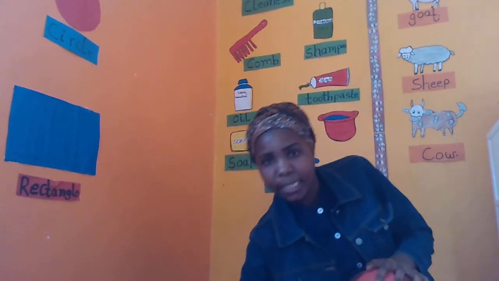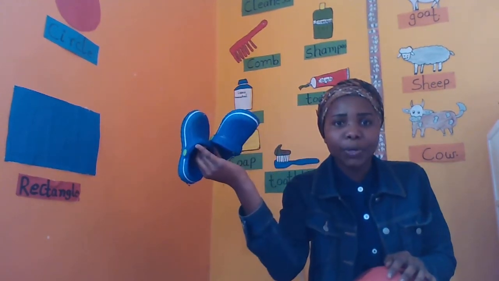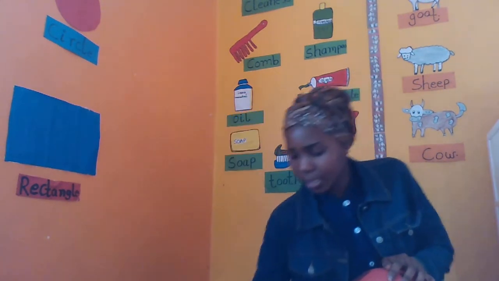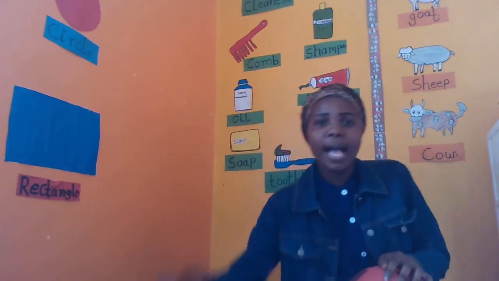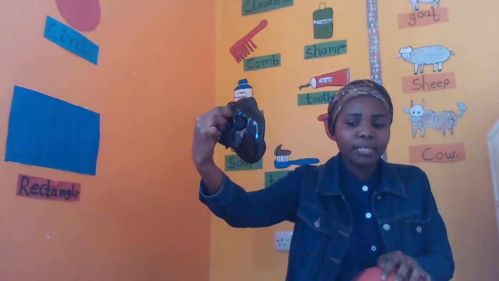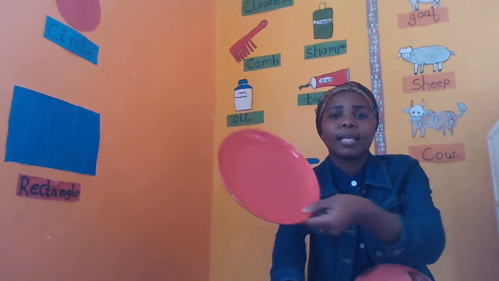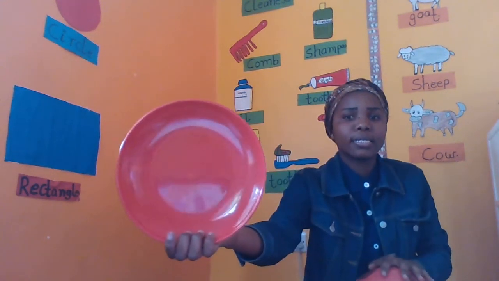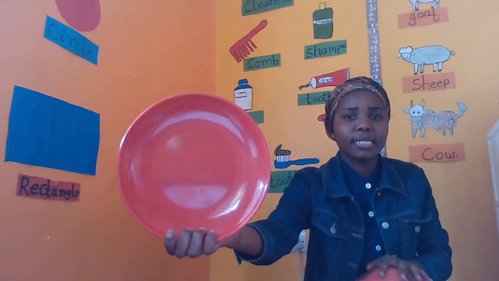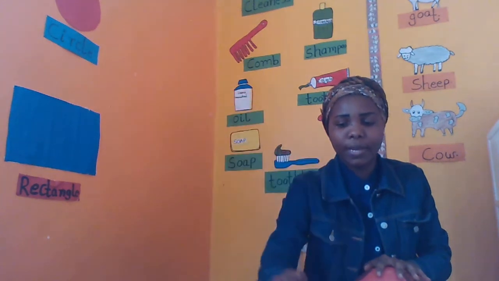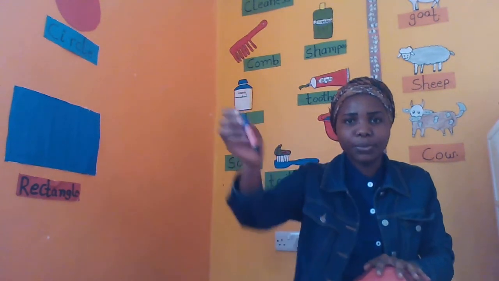How about this one? Sandal. Very good. How about this one? Shoes. Very good. How about this one? A plate. A plate. Very good. How about this one?